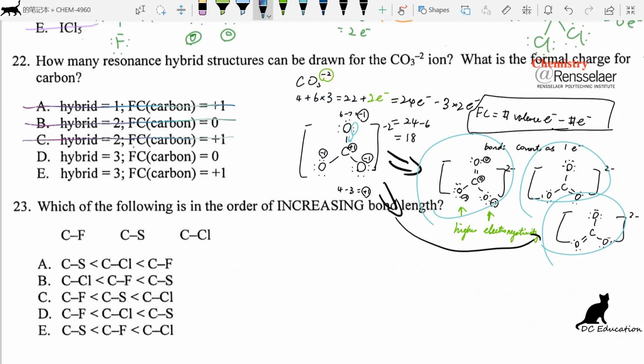We can eliminate this. We can eliminate this. We can eliminate this. And as we can see in the beginning, the formal charge is always 0 on the carbon atom. So the correct answer is D.